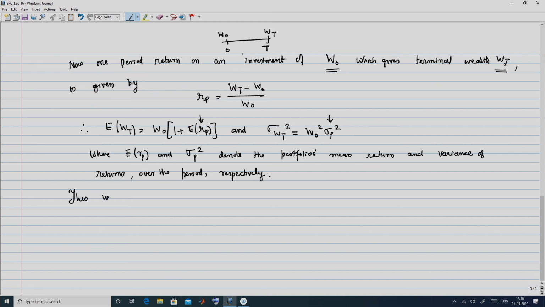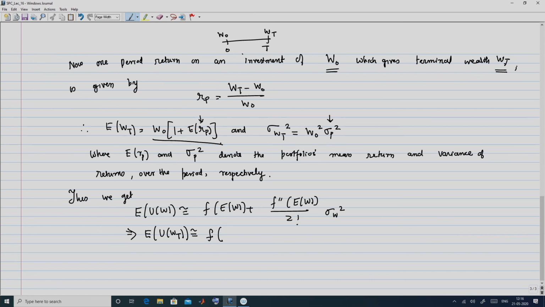So, thus we get, so what we had? We had earlier the relation E of U of W is approximately f of E of W plus f double prime E of W over 2 factorial into sigma W square. This implies that now instead of W we will have W t. So, expected utility of W t is approximately f of expected value of W t, which is W naught into 1 plus E R p, plus f double prime of expected value of W t, which is again W naught into 1 plus E R p, over 2 factorial multiplied by sigma W t square, which is W naught square into sigma p square.